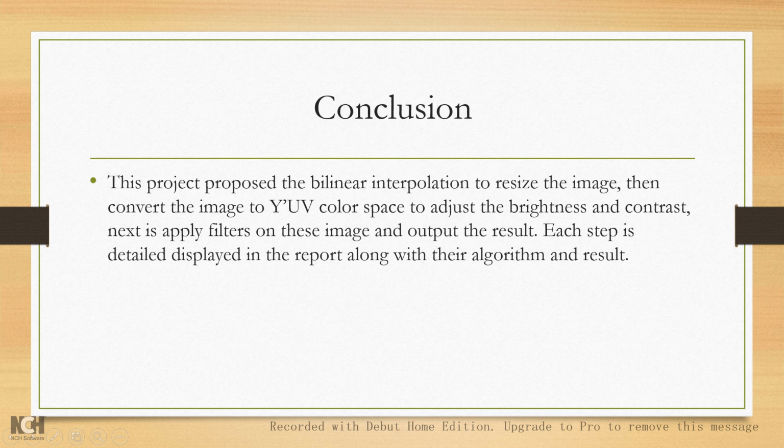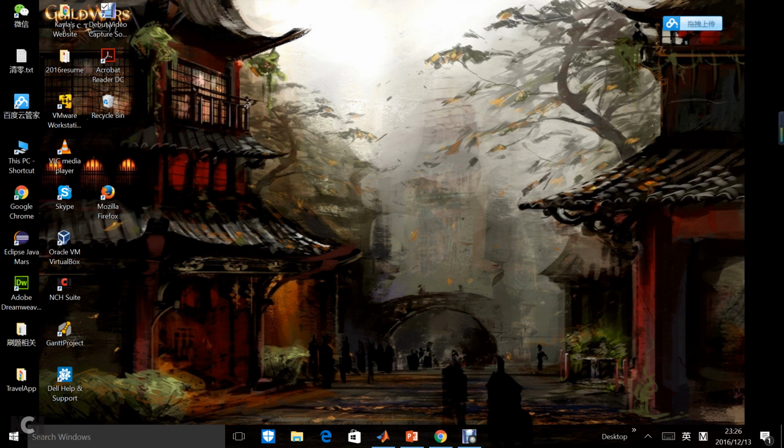So this project proposed bilinear interpolation to resize the image, then converted the image to the YUV color space to adjust the brightness and contrast. Next is applying filters on this image and outputting the result. Each step is displayed in detail in the report along with the algorithms and results. So let's see the code.